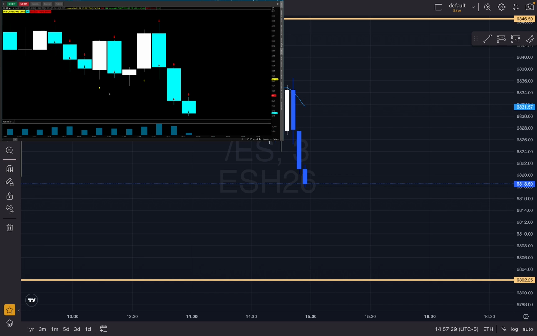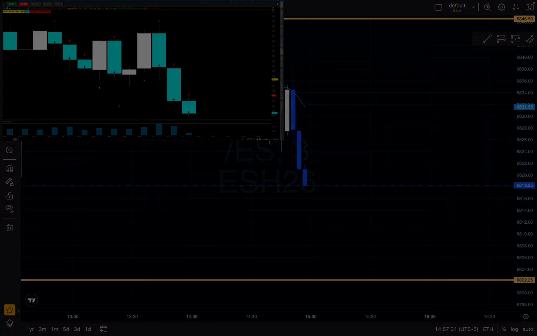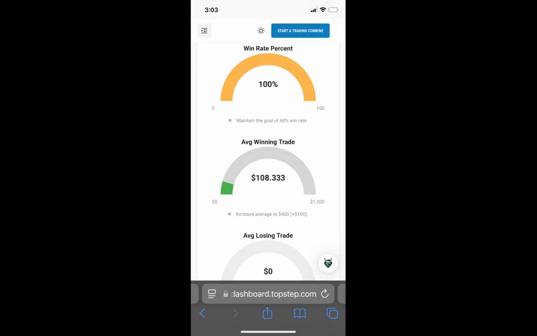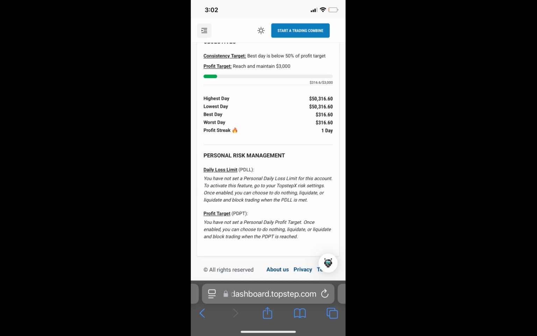Here's a snapshot of how it went. 100%, only 3 trades, $108 per trade. $316 for the day. Not too bad for day 1.